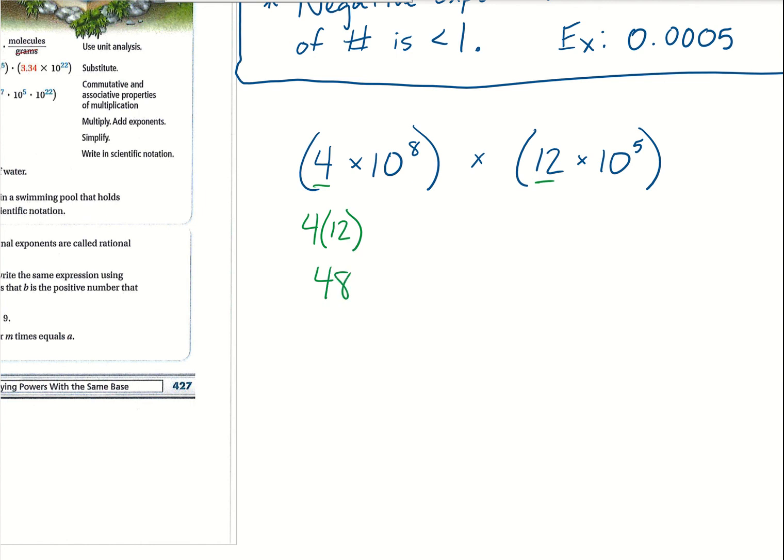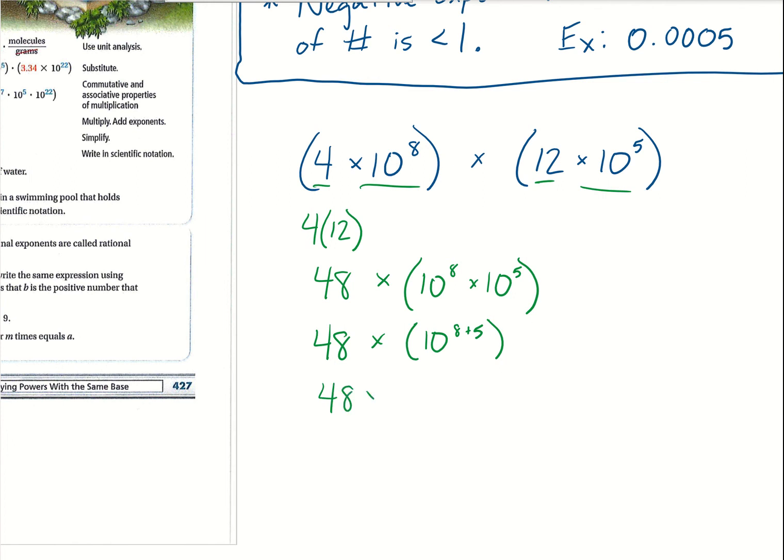And then we've got our exponents on the 10. So we have 10 to the 8th times 10 to the 5th left over. This is where we look at what we were talking about earlier with multiplying exponents that have the same base. We just add those exponents. So that will give us 48 times 10 to the 13th power.